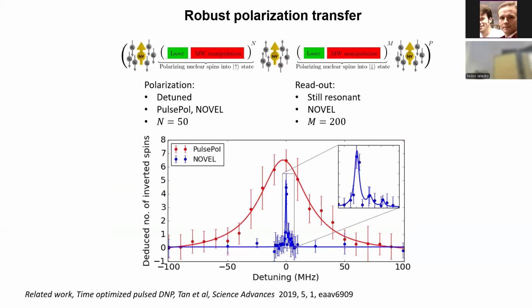And here you see the comparison of performance of pulsed protocol and this Hartmann-Hahn protocol, the efficiency of polarization transfer versus the detuning of microwave. For Hartmann-Hahn protocol, this efficiency drops very quickly with a small detuning, and for pulsed polarization transfer, you can tolerate detunings of your NV centers on the order of 10 to 50 megahertz.